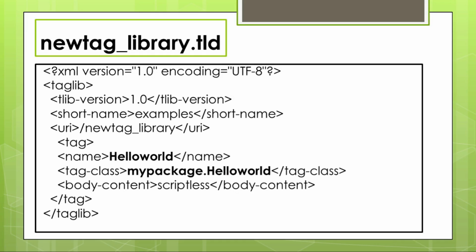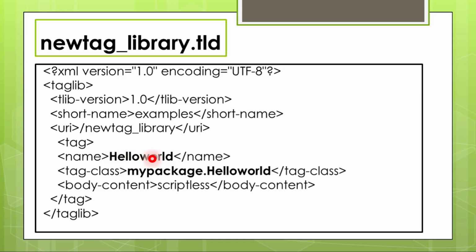This is the .tld file, the tag library. I told you that in the tag library we are going to set the following things. In the tag library we are going to take a tag class. Basically you need to tell which particular servlet class or tag handler class has to be executed. The name of the tag that is given is hello world. Whatever name you give here is very important. This is the name that has to be used as a tag name. This is the tag name.